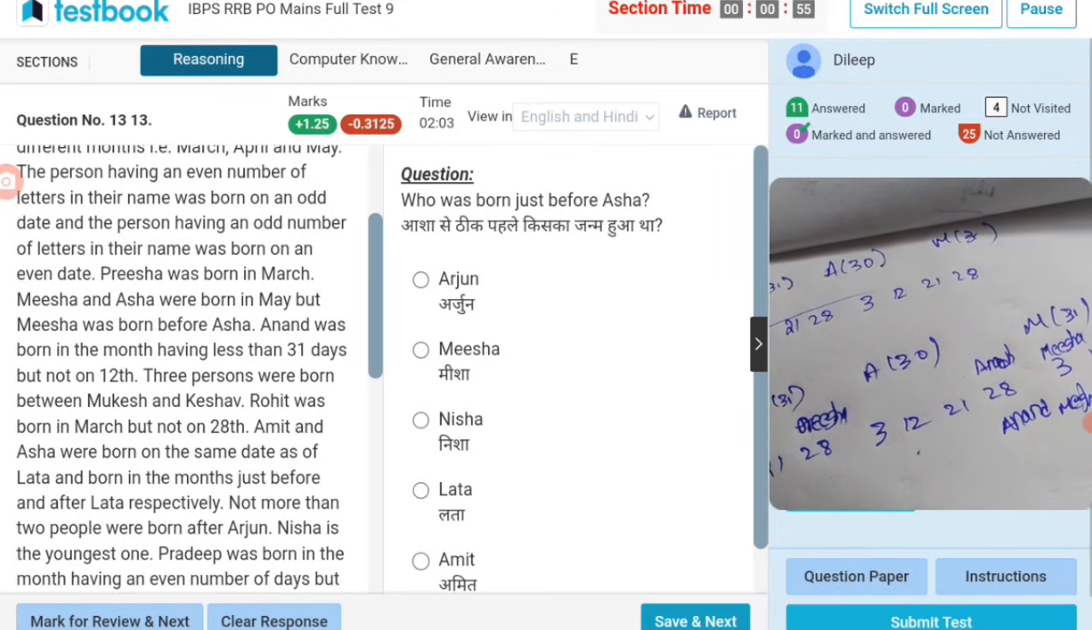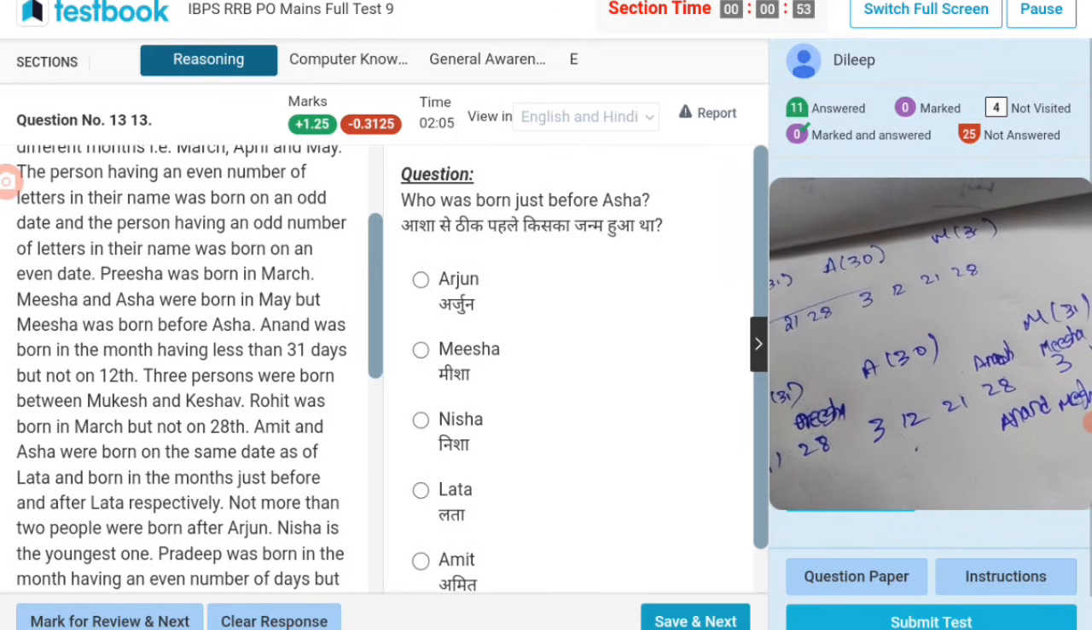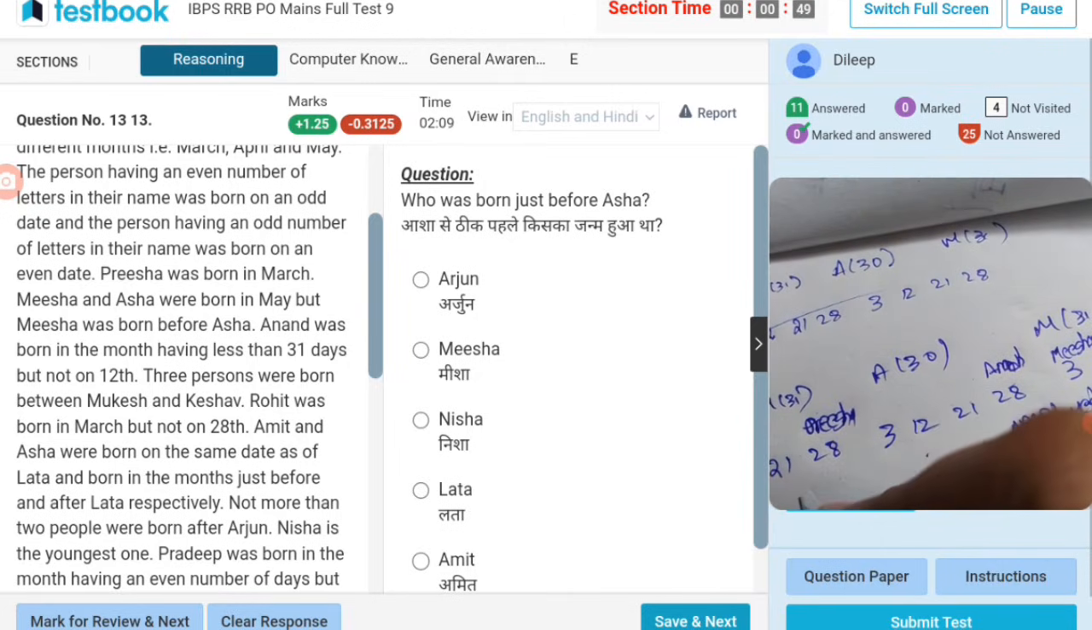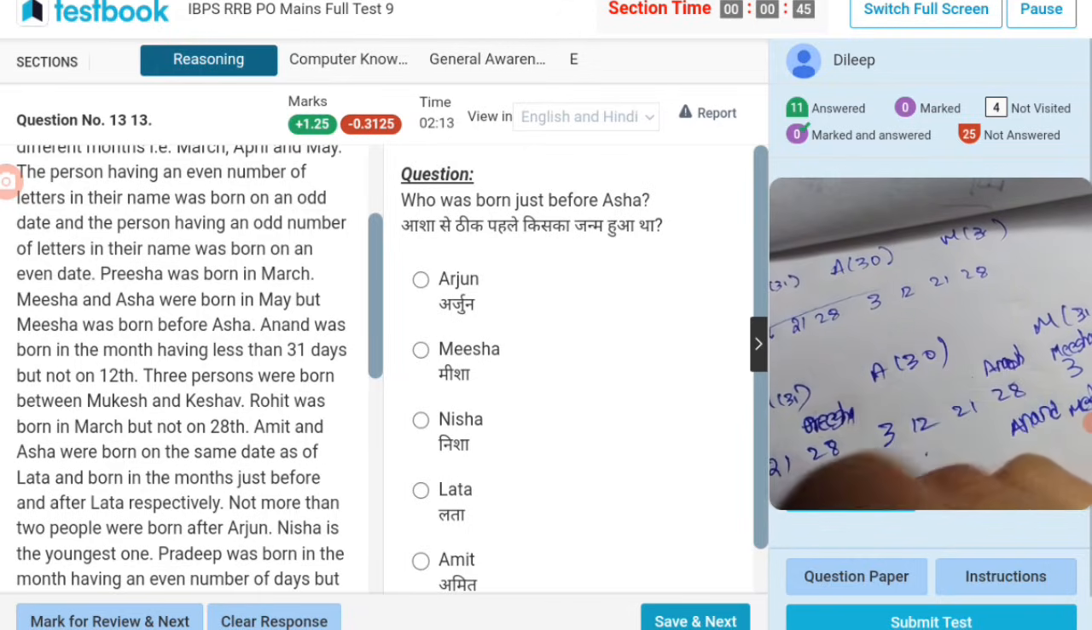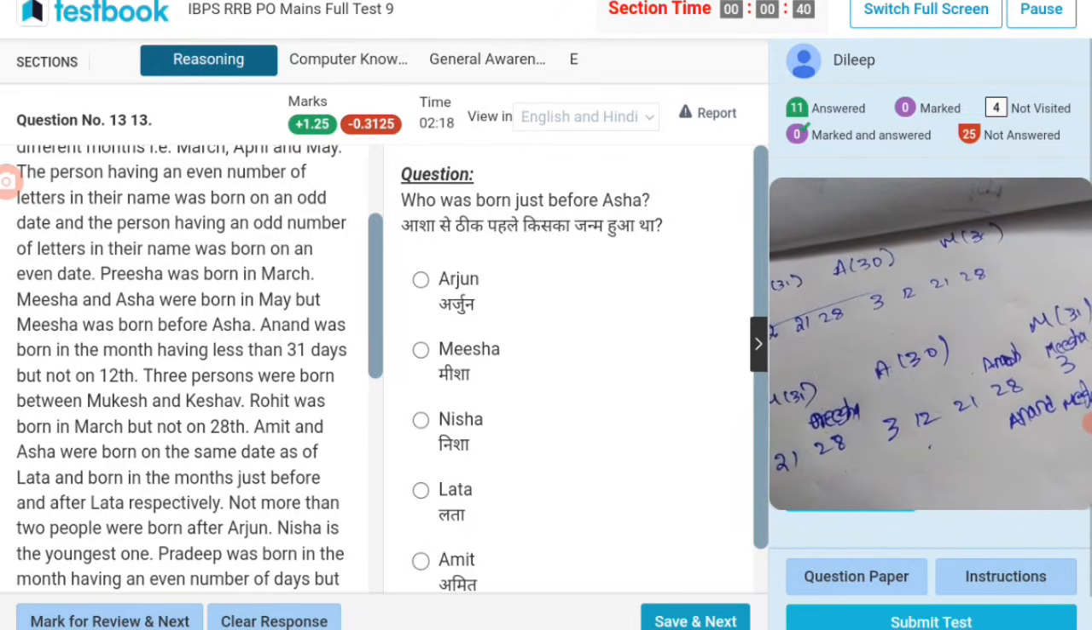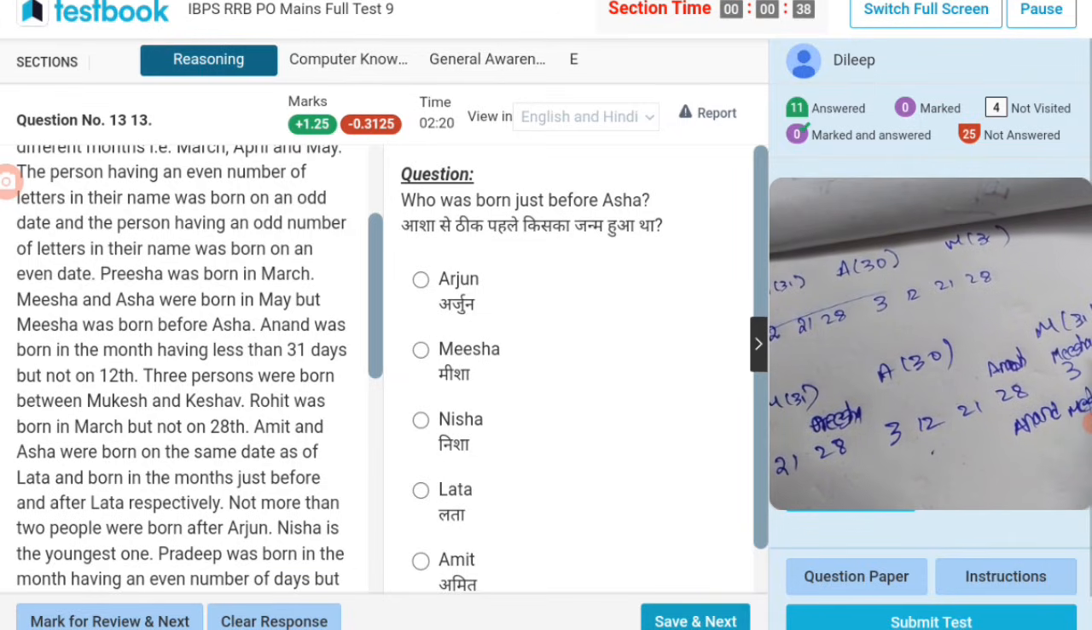Mukesh and Keshav. Rohit March but not 28. So Rohit 5. So Rohit just before Asha.